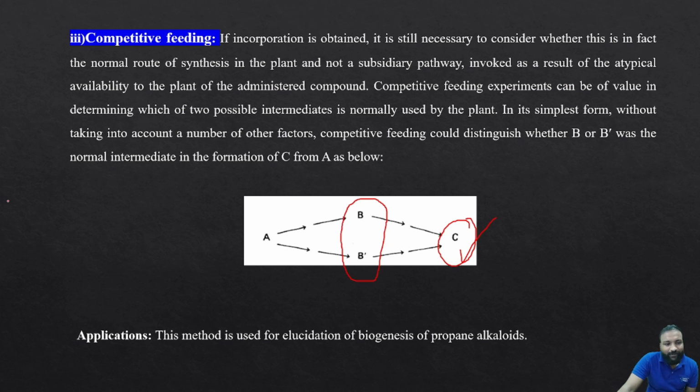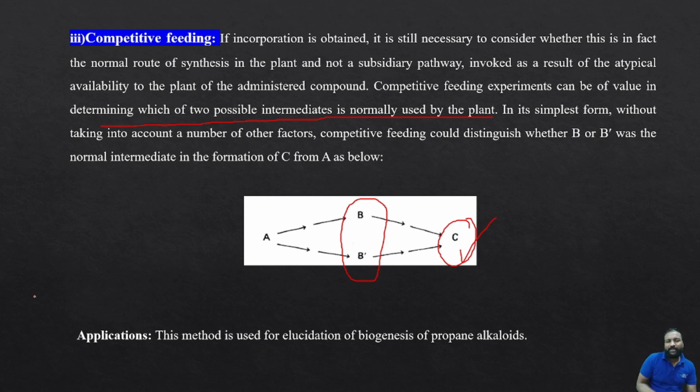There can be value in determining which of the two possible intermediates are normally used by the plant. So the normal intermediates are used by the plant. This is what is meant by competitive feeding. This is also one of the tracer techniques, but by this method we can know, for the formation of such an end product, what the key intermediates are, what the two possible intermediates are.